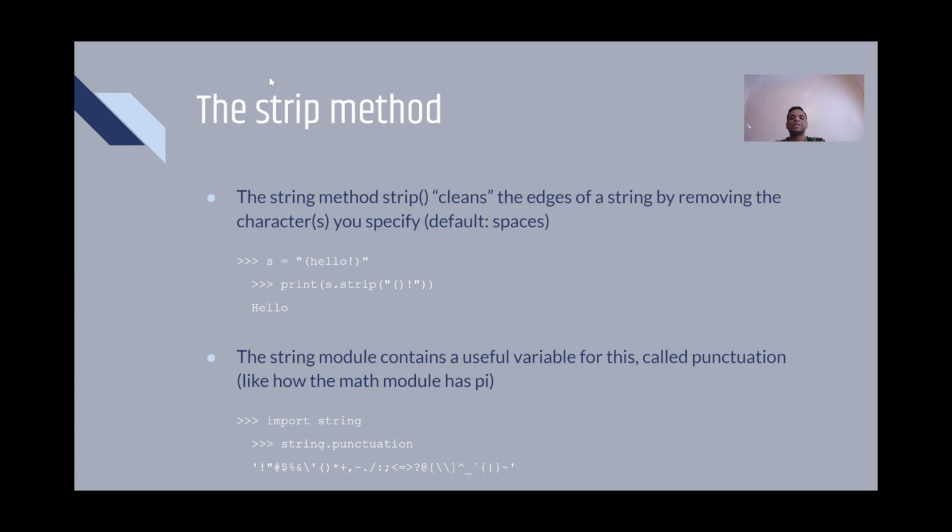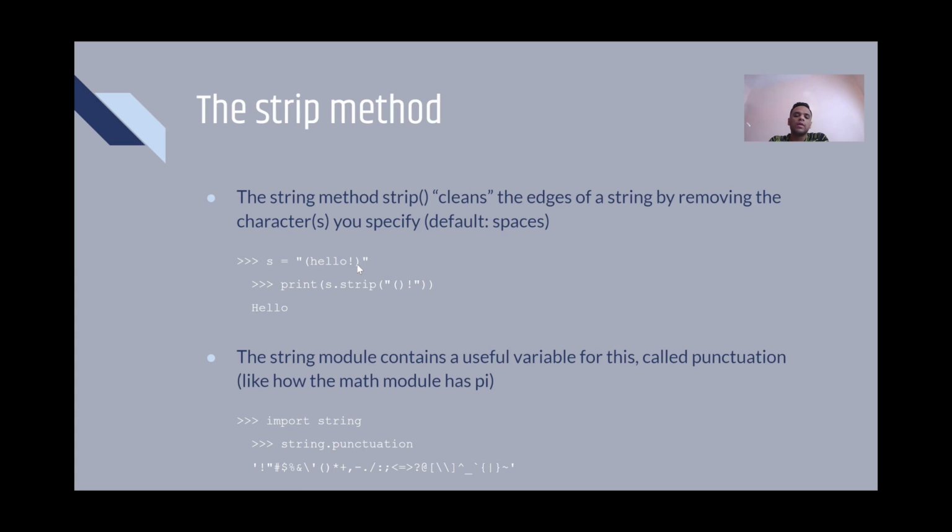The string method strip cleans the edges of a string by removing the characters you specify, right? What it means is it just cleans the edges, it gets rid of the punctuation, cleaning it up at the ends. So look at this example, right? We assign S to the string hello, and hello is surrounded by parentheses and ends with an exclamation point.